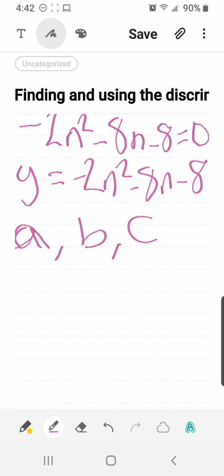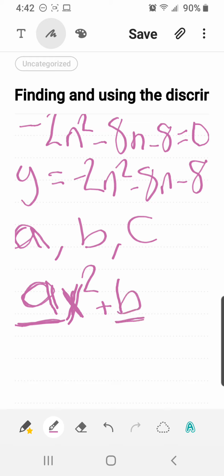So, my A is my coefficient in front of my term that is squared. So coefficient just means a number in front of a variable, and that will be in front of whatever my variable is that is squared, okay? Then my B is my coefficient, or my number, in front of my variable that's not squared. And then my C is my number that's by itself.